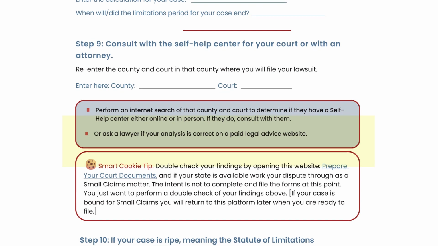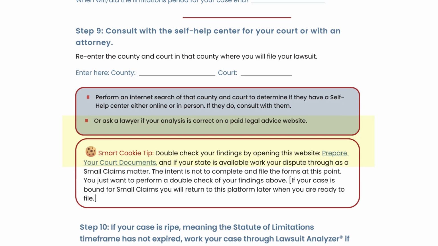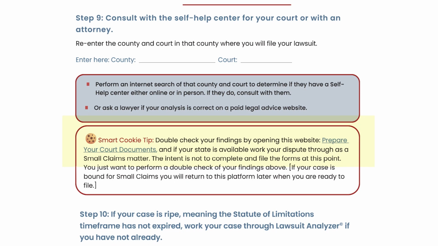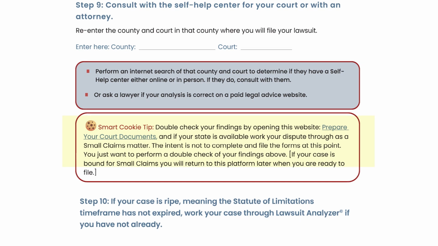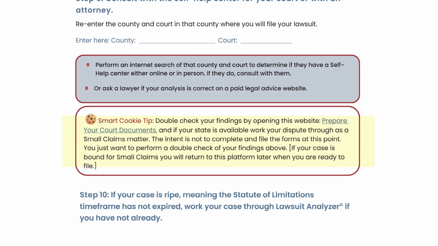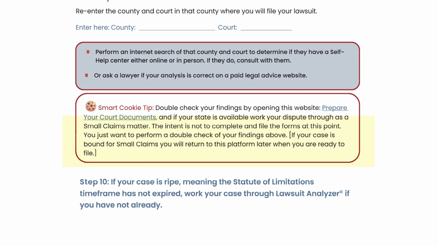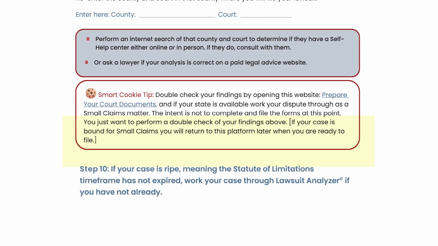Smart cookie tip. Double-check your findings by opening this website, prepare your court documents, and if your state is available, work your dispute through as a small claims matter. The intent is not to complete and file the forms at this point. You just want to perform a double check of your findings above. If your case is bound for small claims, you will return to this platform later when you are ready to file.